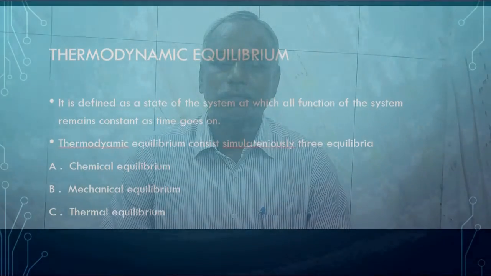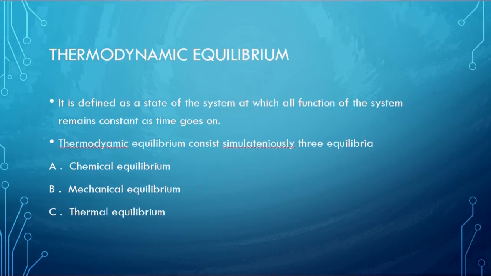Equilibrium is defined as a state of the system at which the values of all variables of the system remain constant as time goes on. Equilibrium consists of three types of equilibria. Number 1, chemical equilibrium. Number 2, mechanical equilibrium. And number 3, thermal equilibrium.